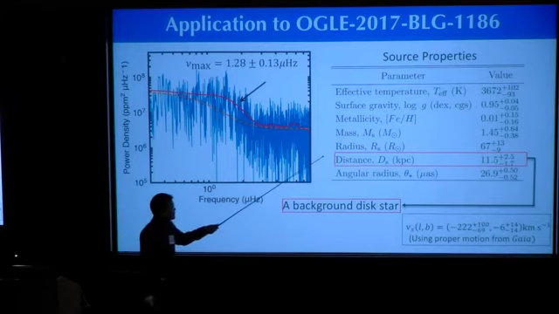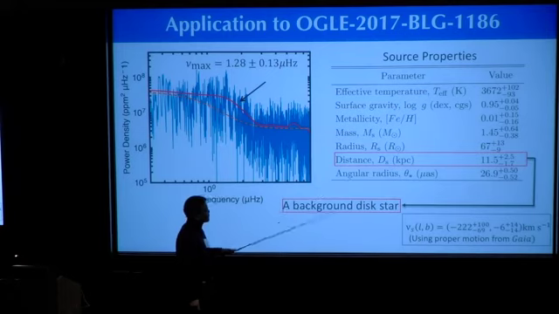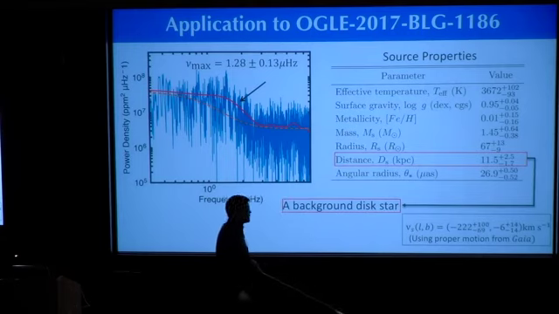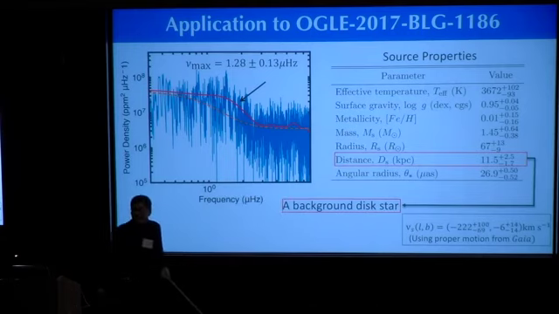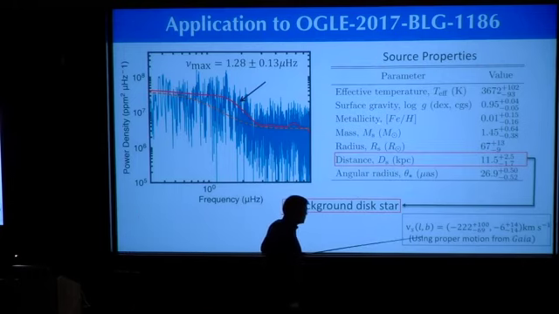The radius is quite large, about 67 solar radii. And one quantity that is interesting is the source distance, which is 11.5 kiloparsecs, so it's behind the bulge. In fact, the source is so bright that we have the Gaia proper motion, so we can multiply it by the source distance to obtain the linear spatial motions.